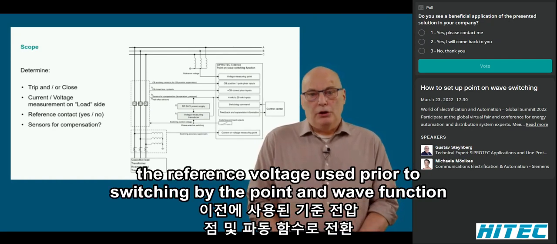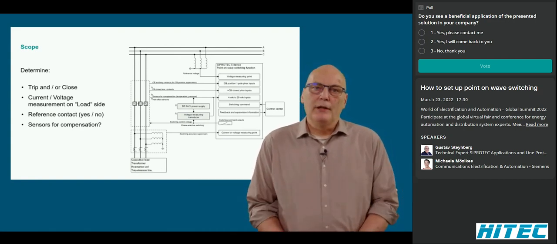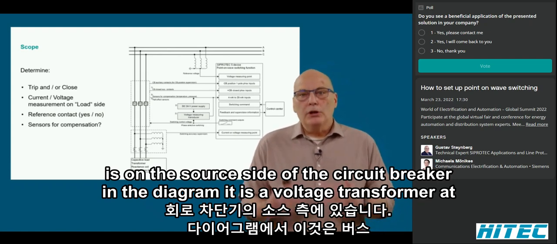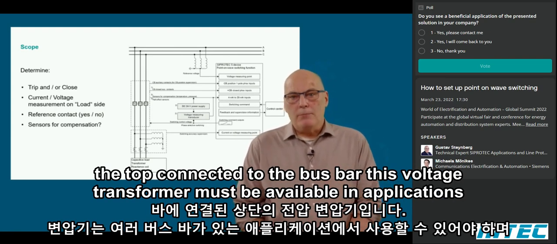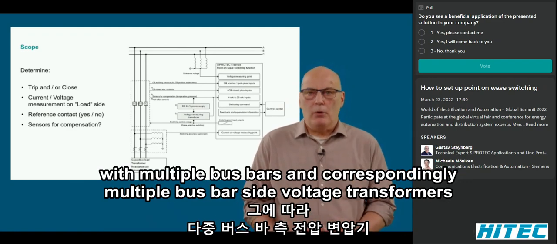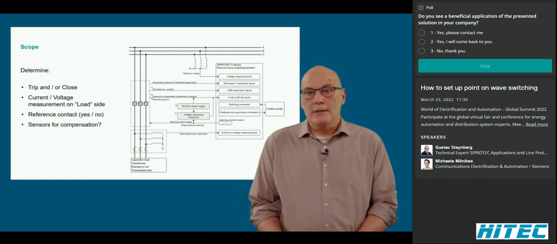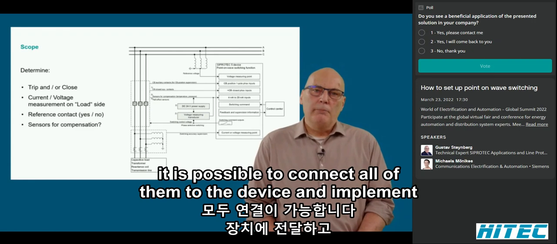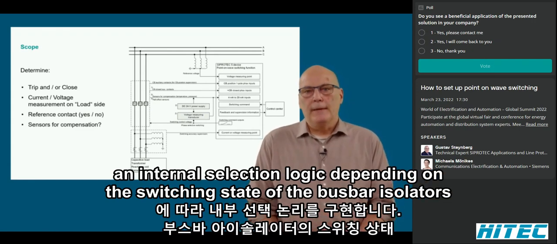The reference voltage used prior to switching by the point-on-wave function is on the source side of the circuit breaker. In the diagram, it is the voltage transformer at the top connected to the bus bar. This voltage transformer must be available. In applications with multiple bus bars and correspondingly multiple bus bar side voltage transformers, it is possible to connect all of them to the device and implement an internal selection logic depending on the switching state of the bus bar isolators.